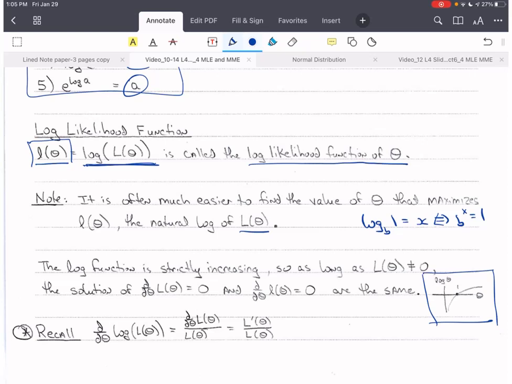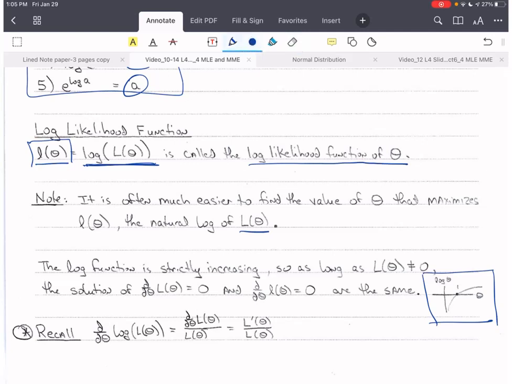What value of x makes b raised to that power 1? That's 0. So b to the 0 is equal to 1. So therefore, log 1 equals 0 for any base b. Okay? All right. So that's why we have this graph here.